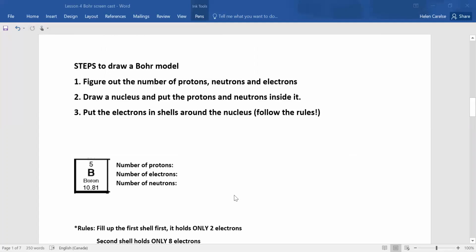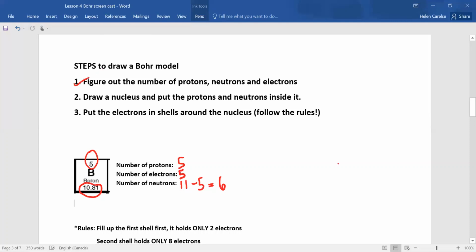So the first example we're going to do is boron. If you look at boron, it has an atomic number of 5. So it has 5 protons. It also has 5 electrons. To figure out the neutrons, we subtract. We take 10.8 and we round it to 11, minus 5, we get out our calculator and it equals 6. So that's step number 1.